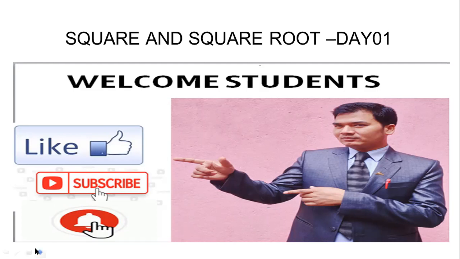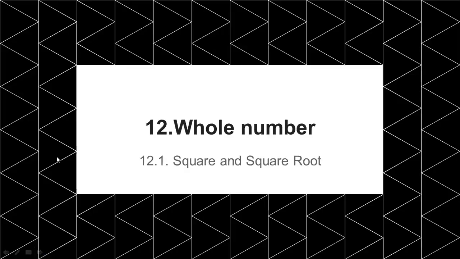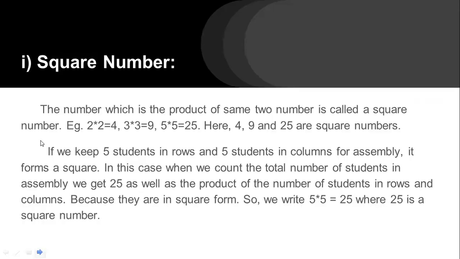And the first slide goes like this. Okay, it's the topic. Its main topic is whole numbers, okay. Under the whole numbers, there is another subtopic, that is square and square root, that I'm going to explain today. And in this one, first of all, let's start with the square number. What is the meaning of square number? Okay, let's read this one.